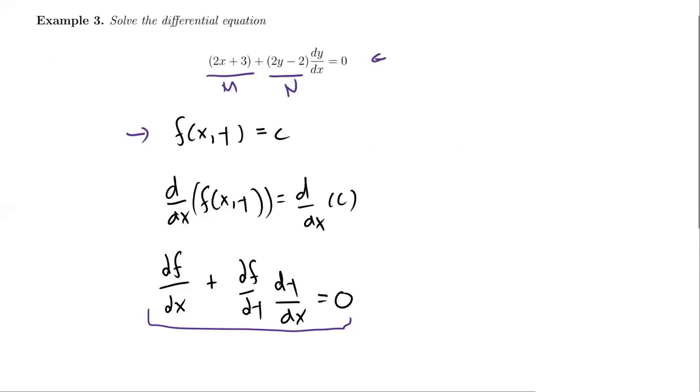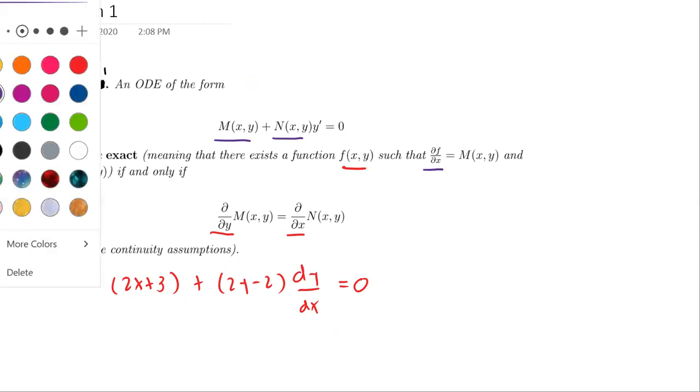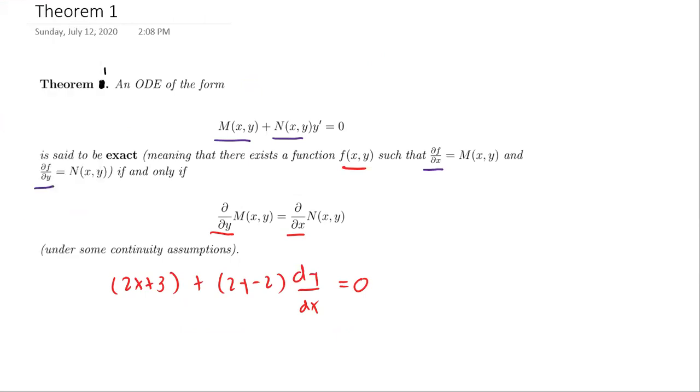Let me see if I wrote it right. (2x + 3) + (2y - 2) dy/dx = 0. Let's try to check whether this is exact. We already know from the previous work that it is, because I already gave you the function and we found it, but let's check.